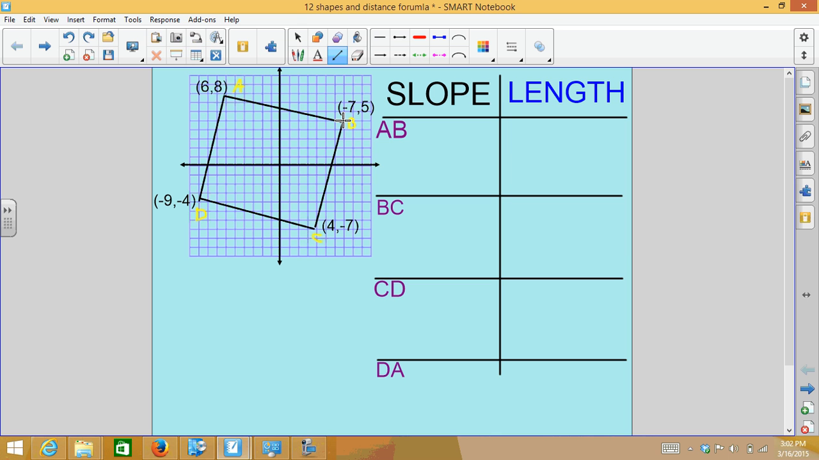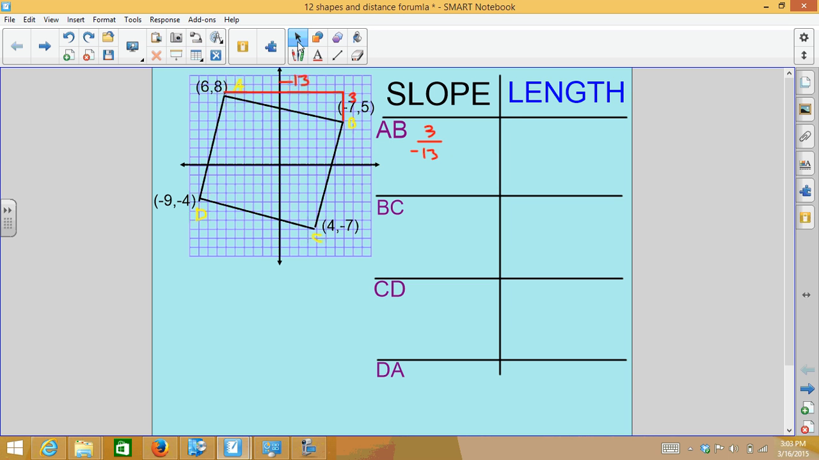So from B up 3, and then it goes to the left 13. So this is a rise of 3, up 3, which makes us positive 3, and then a run to the left, which makes it negative 13. So our slope is rise over run, 3 over negative 13.